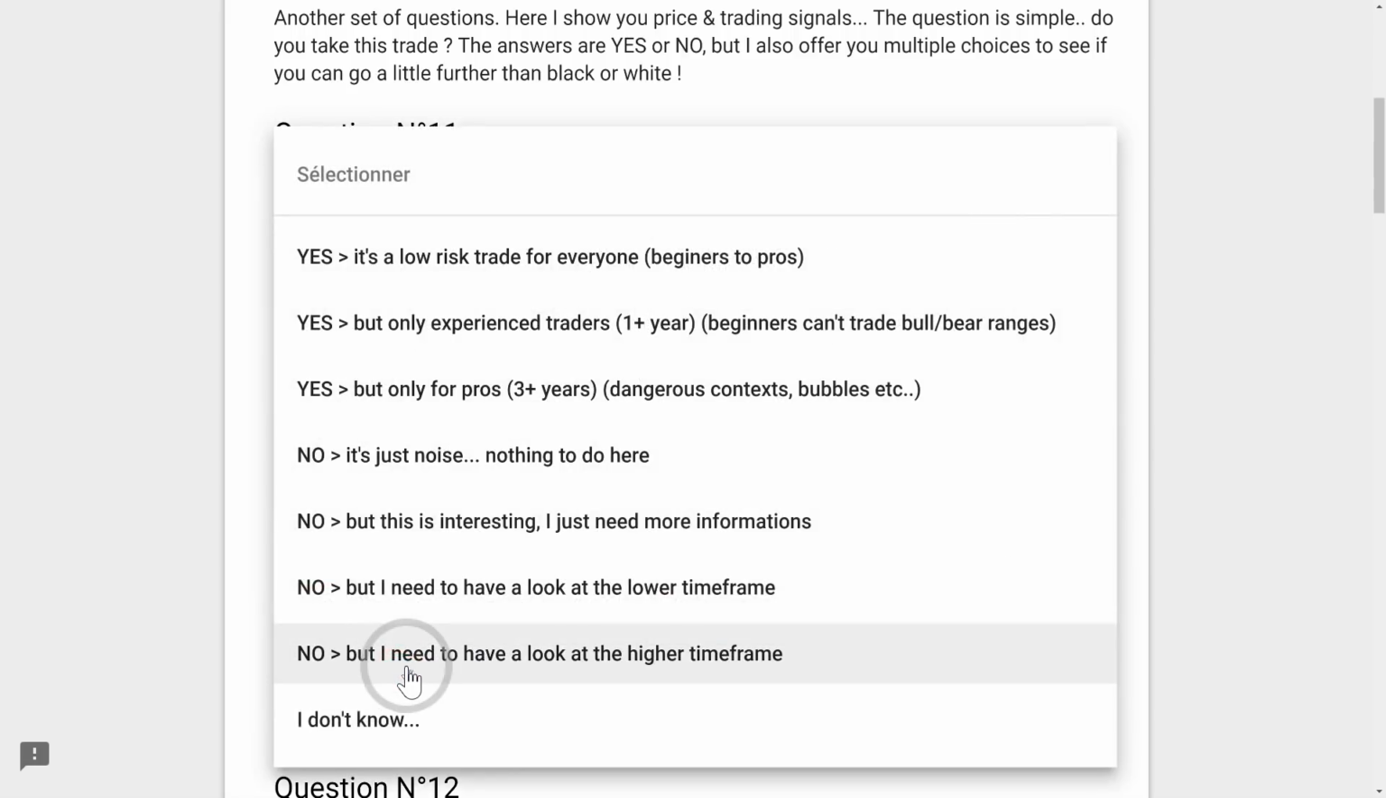So it would be, yes, there is a signal. Probably the pros will take it. So this is a good answer. This one is acceptable in some way, even though I think only the good ones can do this. If you are just one year trading, I don't think you have seen enough to face that kind of context. No, it's not noise. All right, it's definitely something. It is a trend.